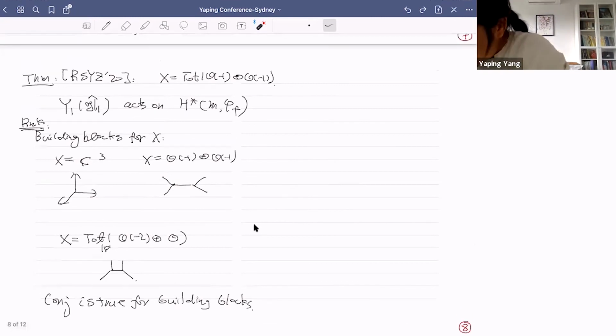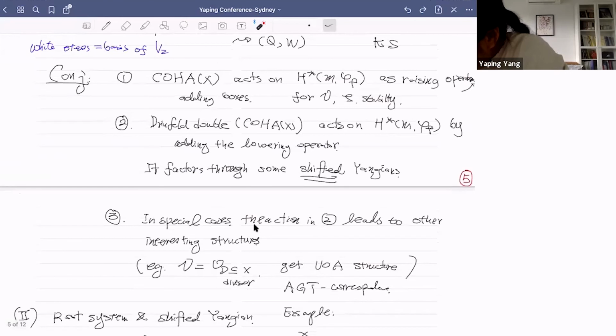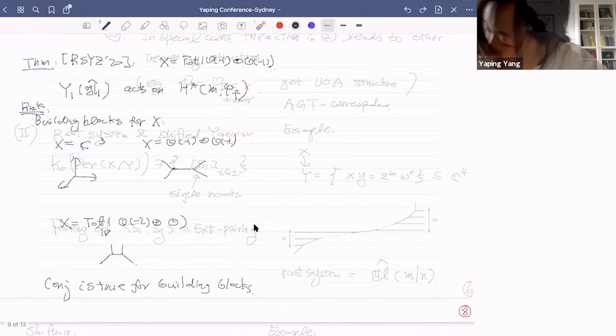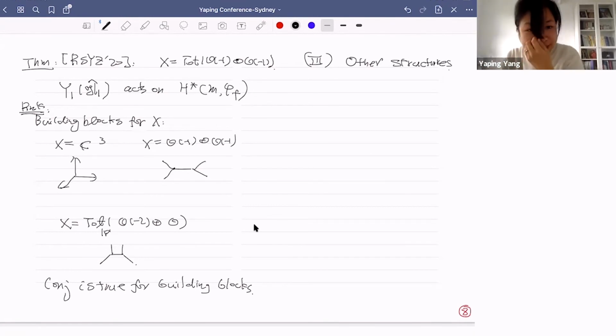So I think I explained part 2 of this conjecture. So this double will see some shifted Yangian, and we know exactly which shifted Yangian to look at. And so maybe I'll say some words about part 3 for the last 5 minutes. Part 3, I can see other structures. So this is really motivated by physics. So for example, I'll just give the theorem.